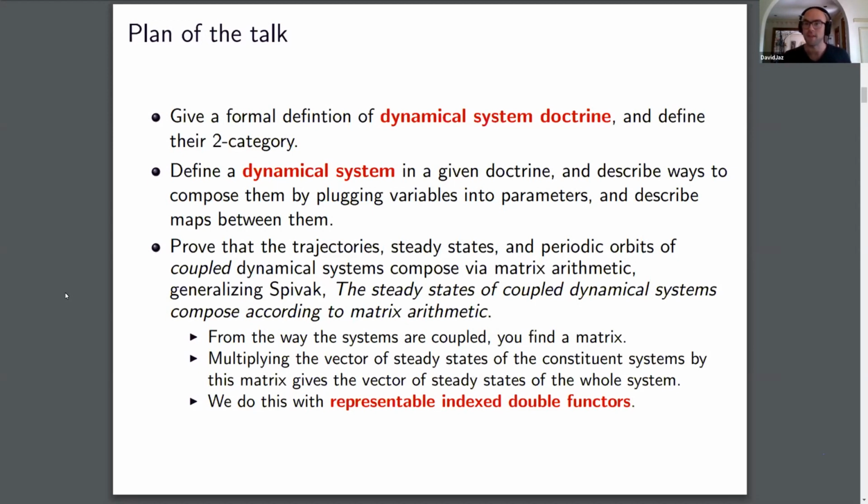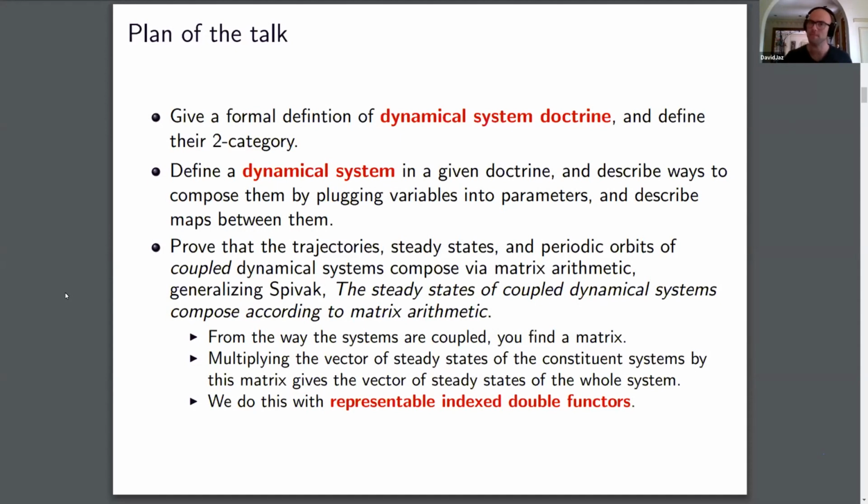Any representable feature of a dynamical system will compose via matrix arithmetic. And this is something I think is nice. A lot of times in applied category theory, we talk about composing systems. But category theory began with the composition of maps.